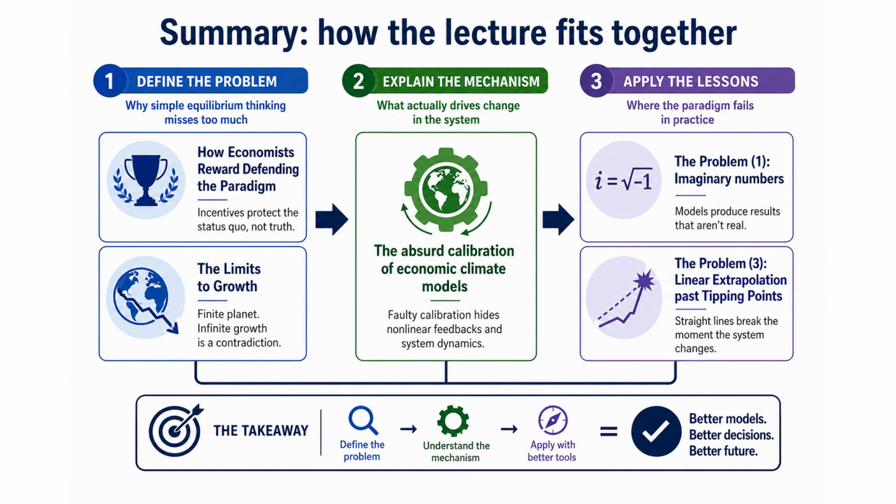This lecture builds in three moves. First, how economists reward defending the paradigm. The limits to growth define the problem and show why simple equilibrium thinking misses too much. Then, the absurd calibration of economic climate models explains the mechanism that actually drives change in the system. Finally, the problem 1, imaginary numbers, and the problem 3, linear extrapolation past tipping points, apply that logic to real competition and industry behavior. The full lesson is that once multiple variables interact, innovation matters, and firms respond dynamically. Economics has to explain process and feedback, rather than assume the system settles down by itself.